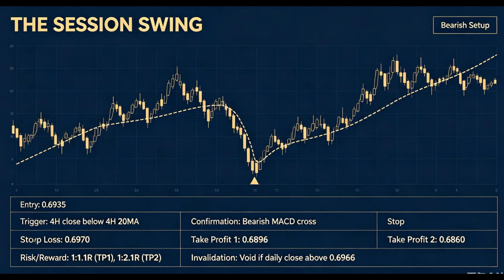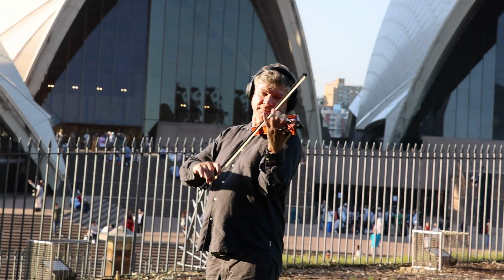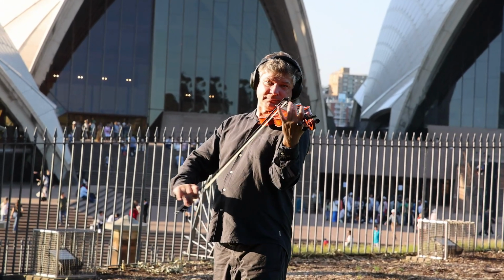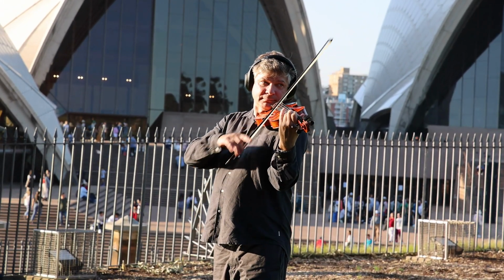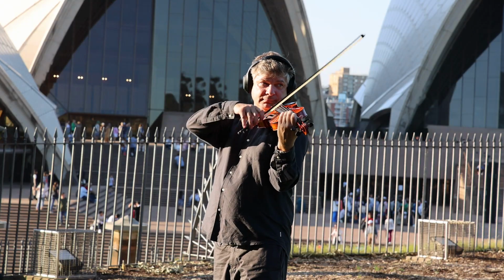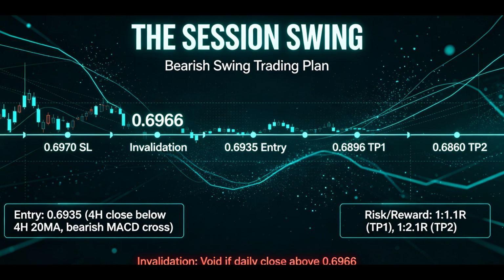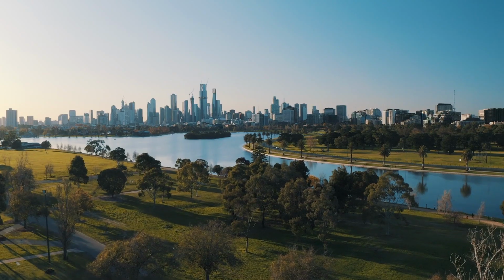Enter short on a 4-hour close below 0.6935, selling the break of the pivot and S1 cluster. Place your stop loss above the daily structure at 0.6970, just above the MA20 and the weekly resistance zone. That's 35 pips of risk. Your first target is conservative, the daily MA200 at 0.6896, which is a 39 pip move, risk reward 1 to 1.1. The stretch target is the previous swing low at 0.6860, adding another 36 pips.